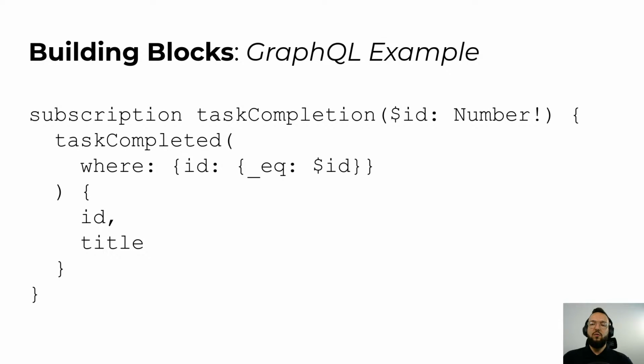Here is the way of defining subscriptions. We can subscribe to task completion here. For a particular number, we can subscribe so that we are notified when this particular task with this particular number is completed, and the notification will arrive over the subscription. If this subscription is fulfilled and the task is completed, then we will receive the ID and the title of that task.